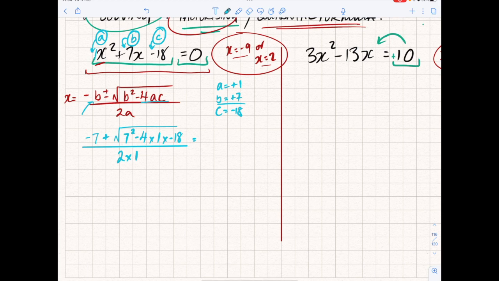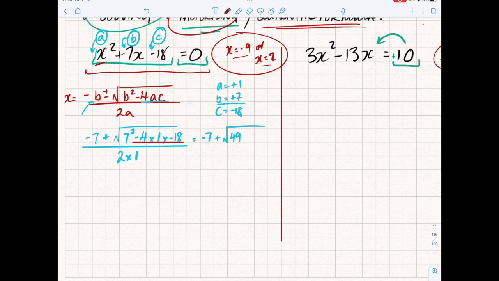Now, some of these you'll be able to work out in your head, because when you actually do the square root, it will give you a number that can be square rooted. Some of them won't, so then you'll have to work it out, okay? But let's just see, work it out using the calculator. So let's just see what we end up getting. So -7 plus, I know that 7 squared is 49, and then -4, so I'm now doing this second part here. -4 times 1 is -4, and then times by -18. So you do -4 times -18, which would be -72.